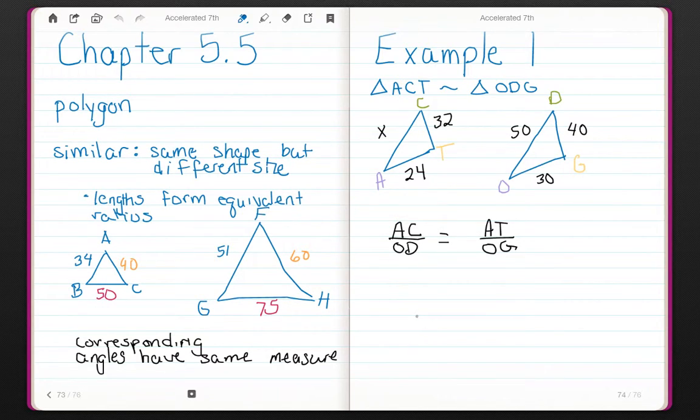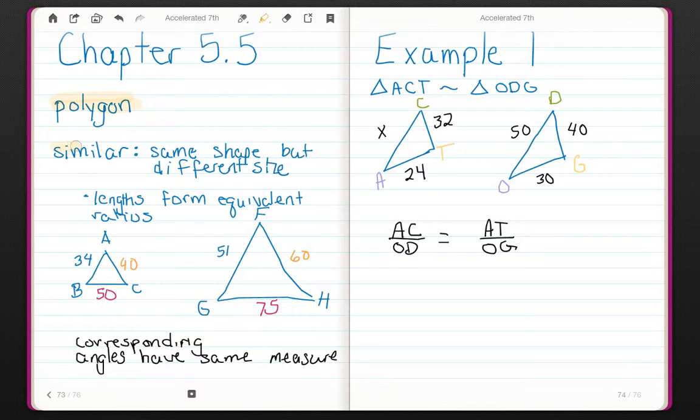Chapter 5.5, Similar Figures. For this lesson, we are going to be talking about how to use proportions to find missing lengths of similar figures. So what is a similar figure or similar polygon? A polygon is a closed plane figure formed by 3 or more line segments that don't cross. Basically, your basic squares, triangles, rectangles, etc., those are your polygons.